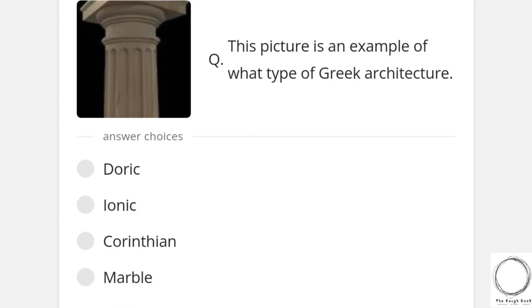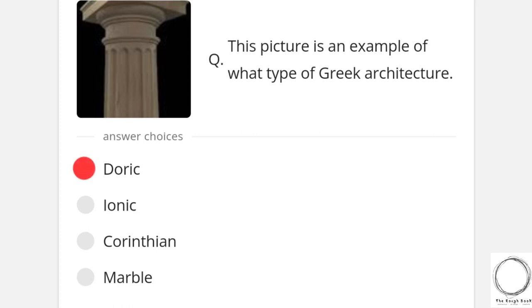Also, the images shown in the examination are really tiny and sometimes blurred, so make sure you are prepared for that. Next, this picture is an example of what type of Greek architecture, and the options are Doric, Ionic, Corinthian, and marble. And the right answer is Doric.